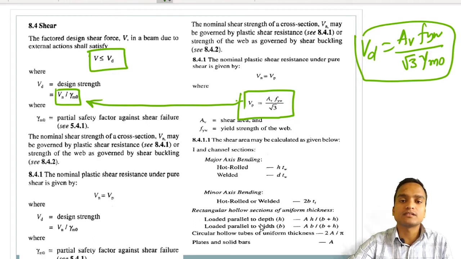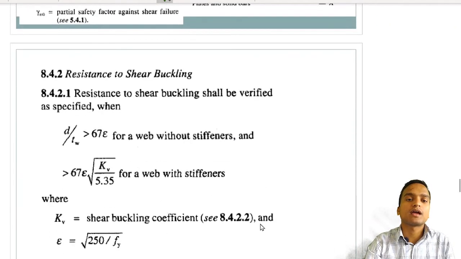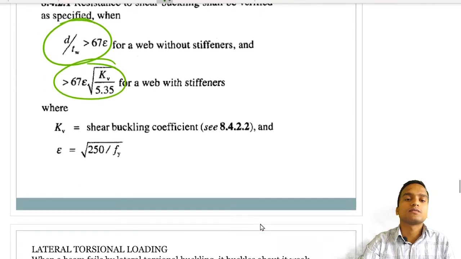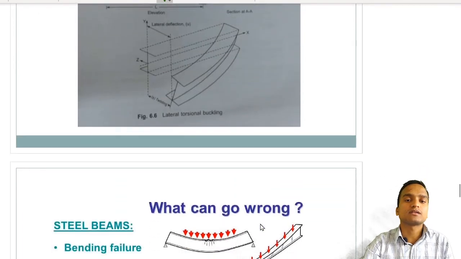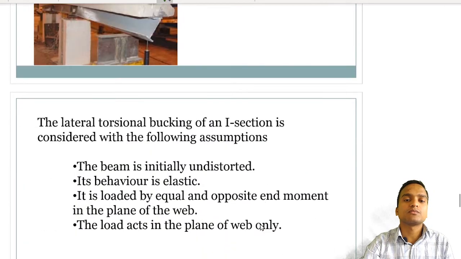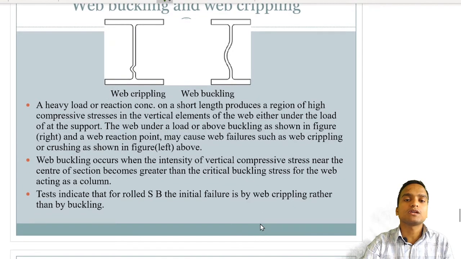And Av is the shear area, and it is given for I beams as h tw and for welded beams as d tw. Okay, and resistance to shear buckling also we have discussed, d by tw. All these ratios have to be checked for the shear buckling, and the lateral torsional buckling is also checked. So now the last topic that remains, which is very important to understand, is the web crippling and web buckling.